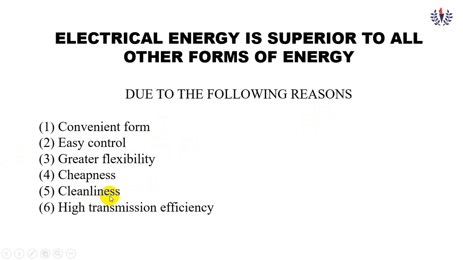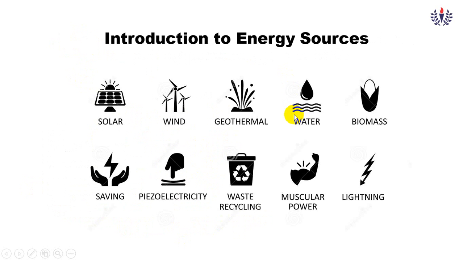And cleanliness: it is very clean because no fumes, no gases or no poisonous smoke, nothing will be there while generating or using this electrical energy. And also higher transmission efficiency. For the same power transmission through a conductor, it has a greater efficiency. So due to these reasons, we are going for electrical energy.